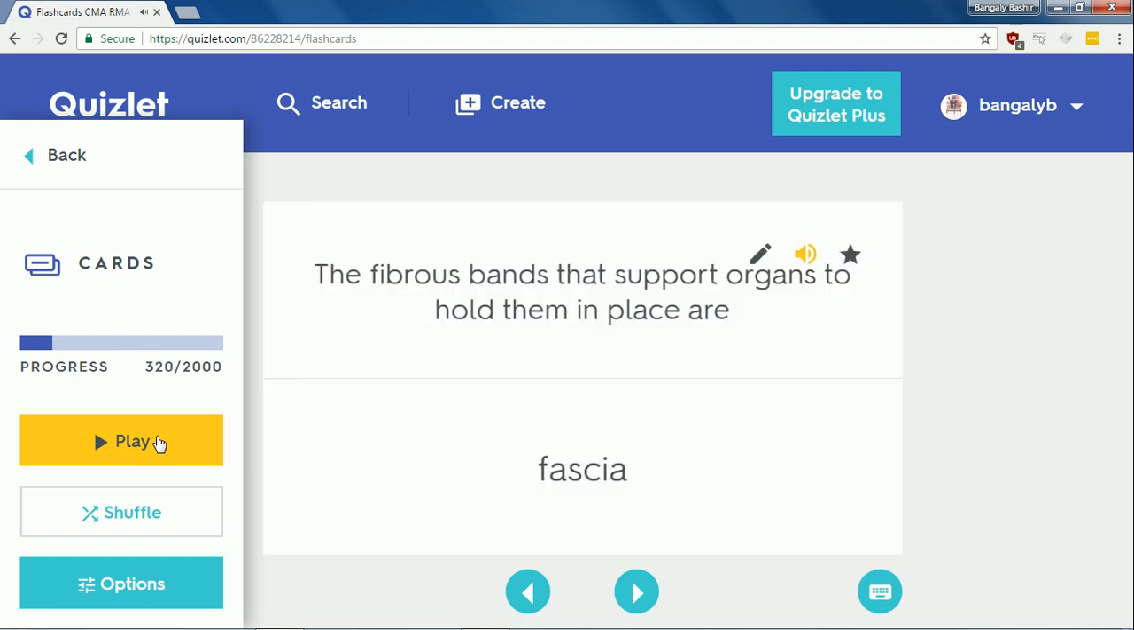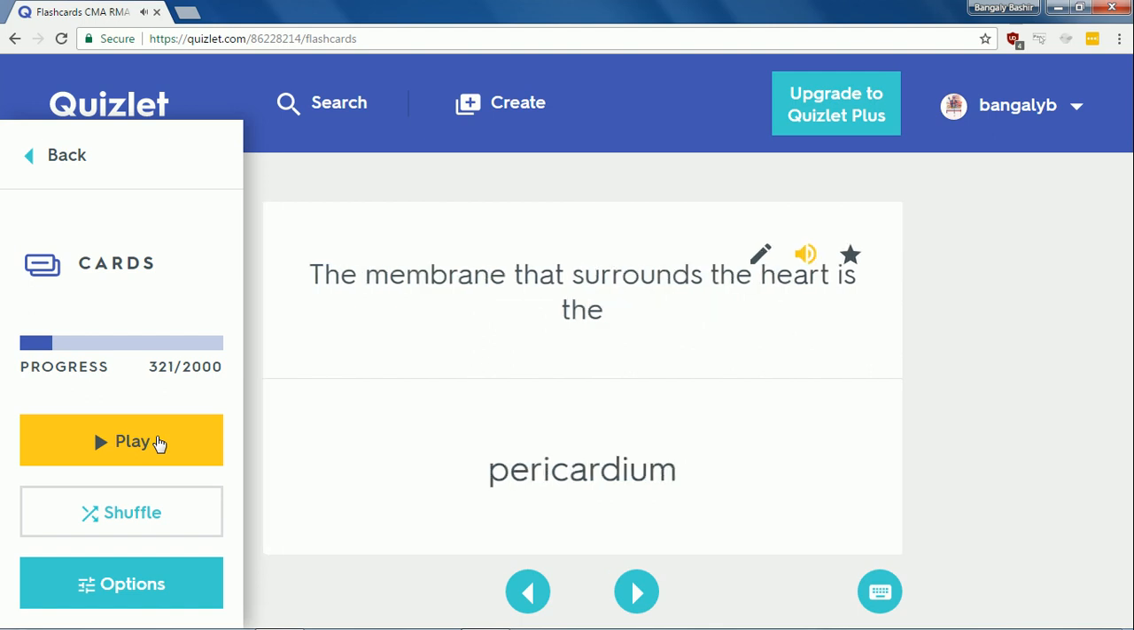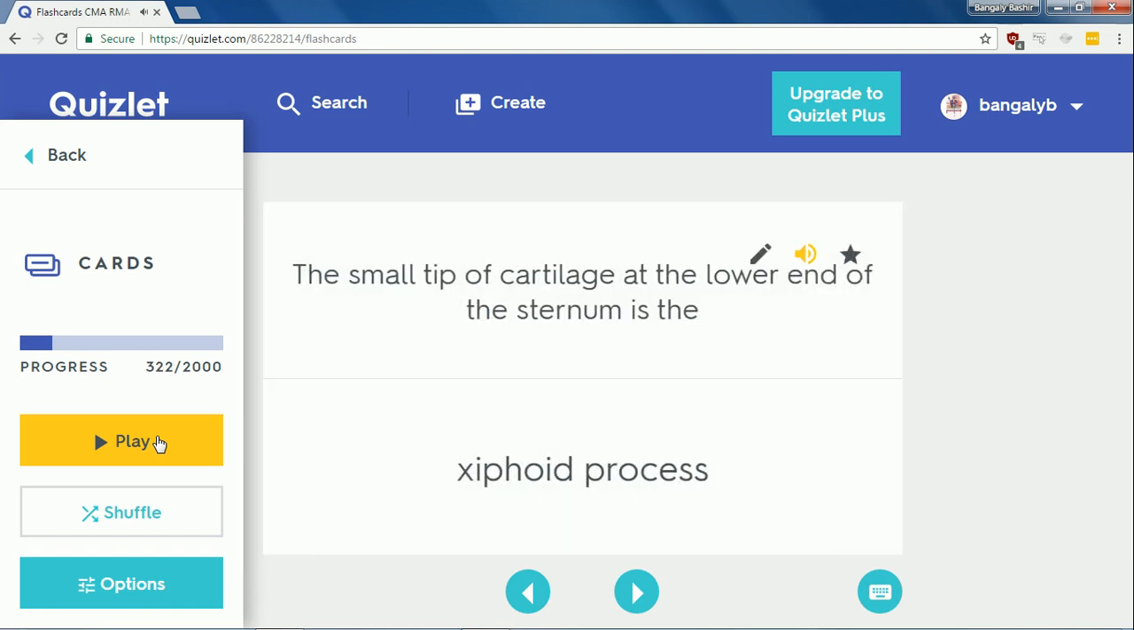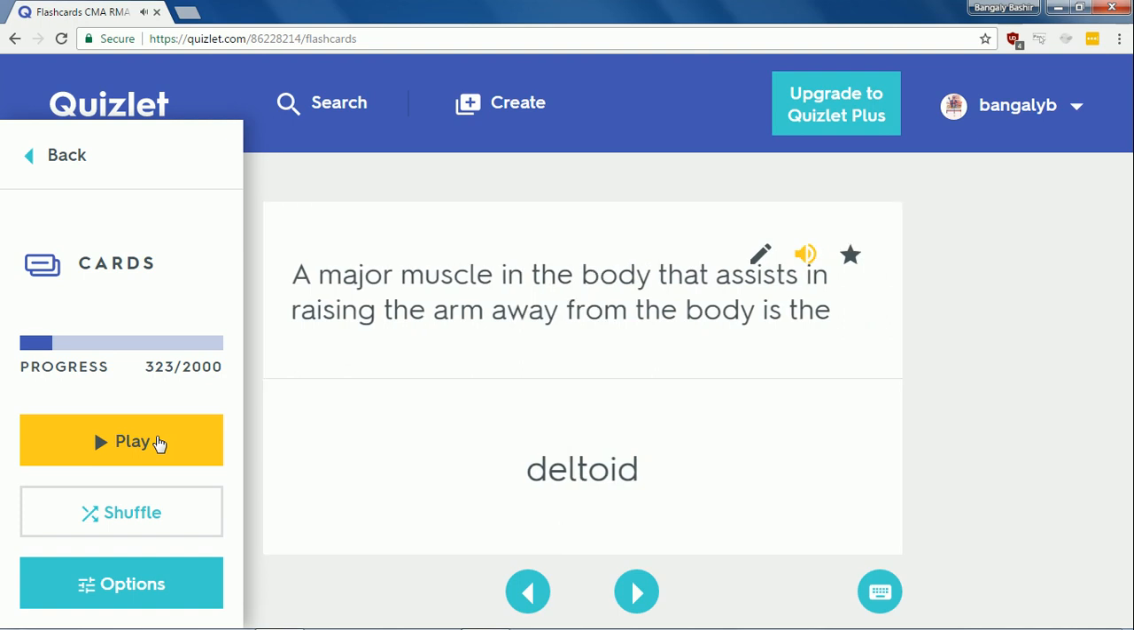The fibrous bands that support organs to hold them in place are fascia. The membrane that surrounds the heart is the pericardium. The small tip of cartilage at the lower end of the sternum is the xiphoid process. A major muscle in the body that assists in raising the arm away from the body is the deltoid.